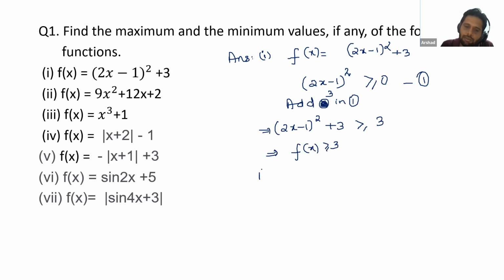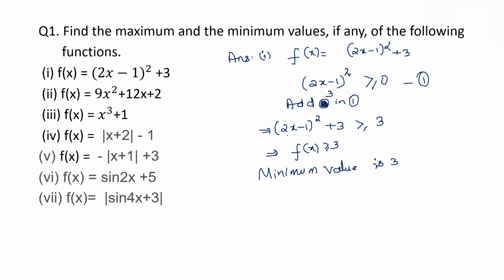So anyone can tell me the minimum value? 3, sir. I hope this is clear to everyone. This is greater than or equal to 3. That's why the minimum value is 3. And at which point we will get this 3? When we will get 3, for what value of x? 1 by 2, sir. Minus 1 by 2. That's correct.